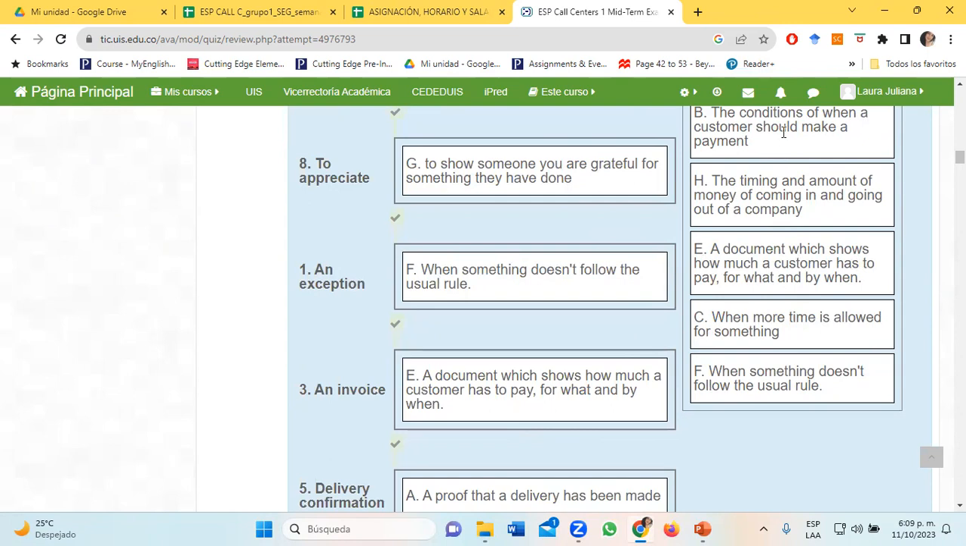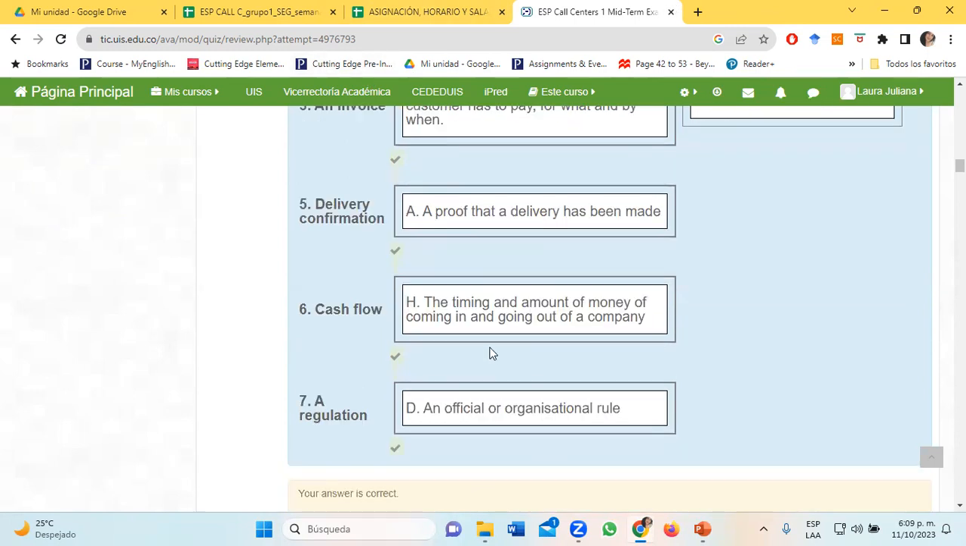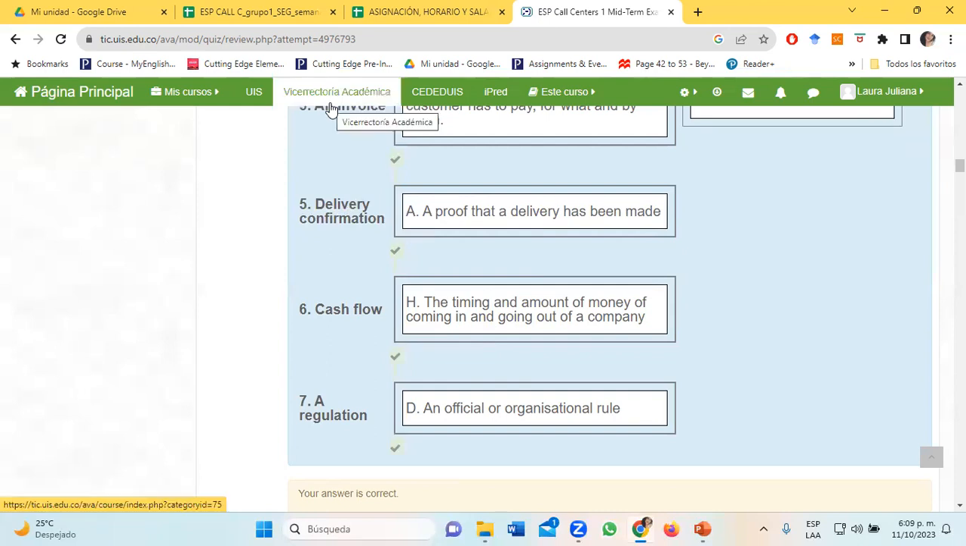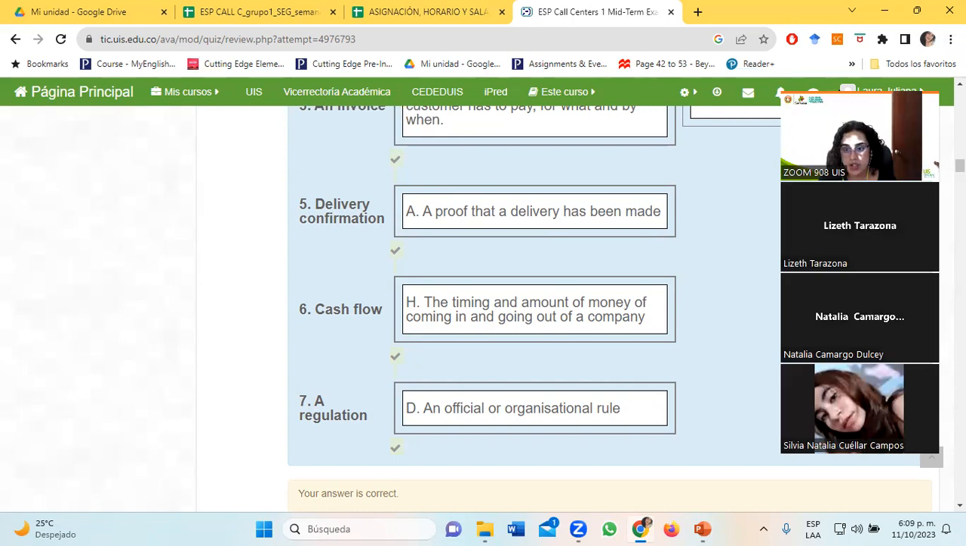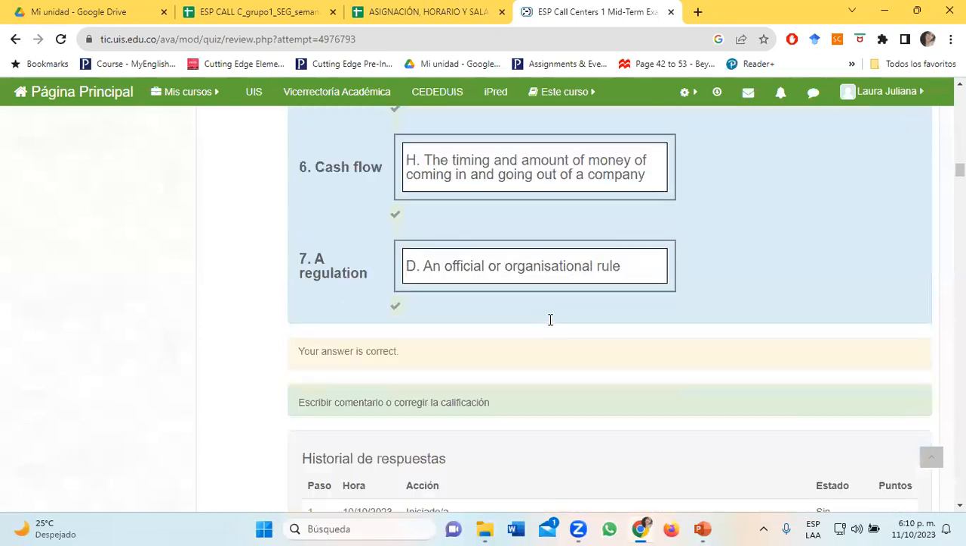This is the name. The delivery confirmation is proof that the delivery has been made. And the cash flow is the time and amount of money coming in and out of a company. This is the cash flow, the amount of money that goes in and out of a company. And finally, a regulation is an official or organizational rule. All right, that's a regulation. Okay.